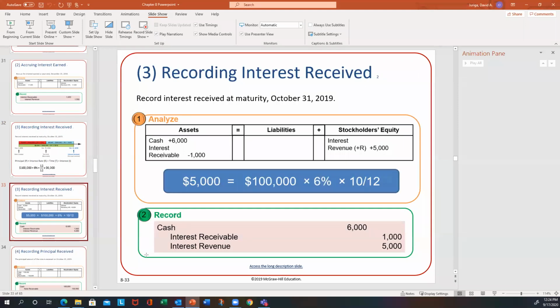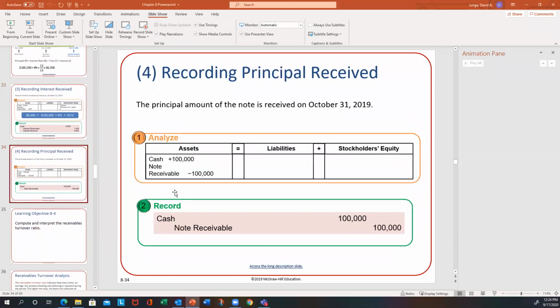Notice, you still get the full $6,000, but of your receivable that you established during your accrual, you're going to have to reduce that 1,000, and then the difference, that 5,000, that's simply the revenue coming in for the last 10 months of the current year. So that's how you do the interest. And then eventually, you would need to get the principal back, and so you'll simply just debit cash, credit notes receivable for the principal that you had loaned out to the customer or the client.